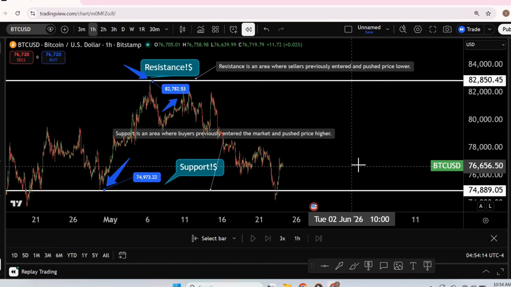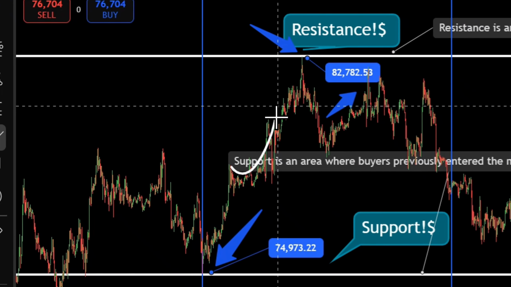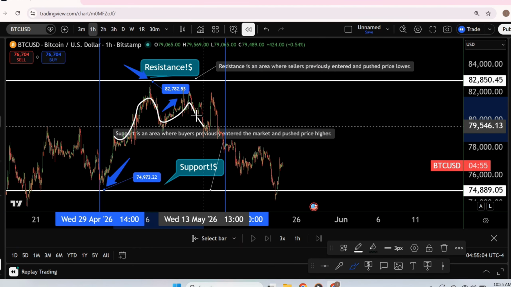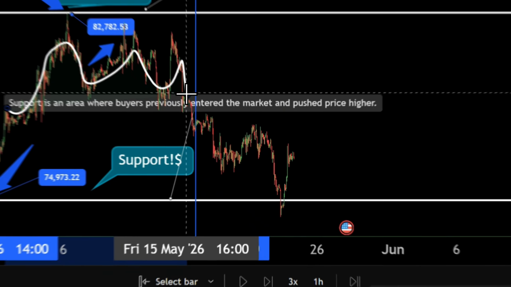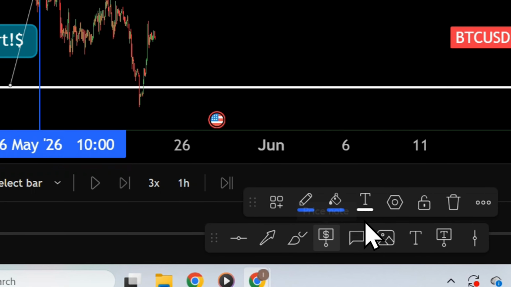Now look at the bottom. Price dropped into this area, buyers stepped in, and price reversed higher strongly. That tells us buyers protected this level. The stronger the move away from the area, the more important the level usually becomes.